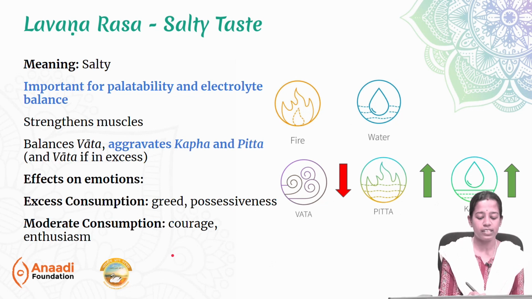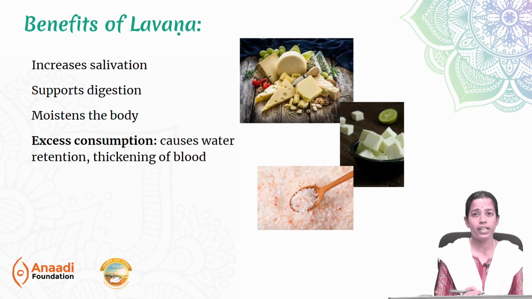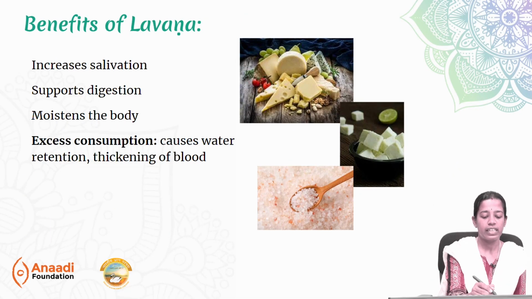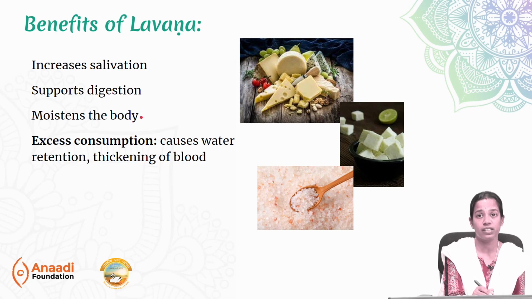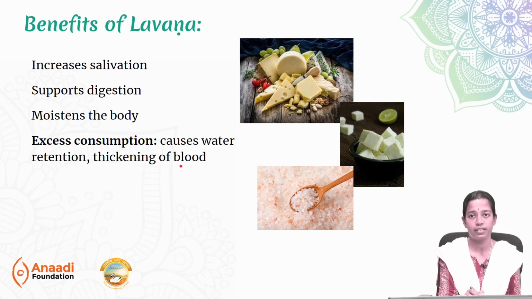Generally, when had in moderate consumption, it imbibes courage and enthusiasm. At the same time, excess consumption leads to greed and possessiveness. A few benefits of Lavana rasa include that it increases salivation, which is important for digestion. It supports digestion. Have you always heard the saying, when you have ghee, it is important that you add a bit of salt with it, because ghee is a heavy item. It's kapha prakriti. It's a kapha dosha dominant food and it's heavy. A good amount of salt helps in digestion of the heavy item. It moistens the body because it retains water. Excess consumption causes water retention and thickening of blood.